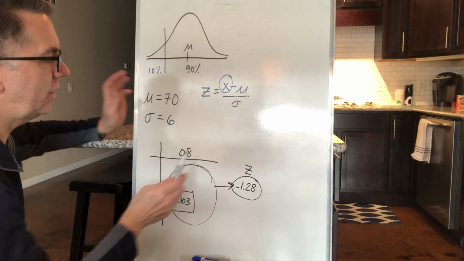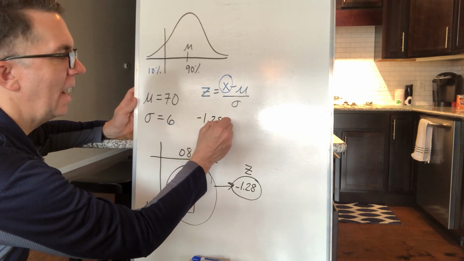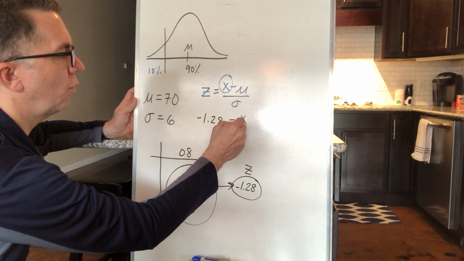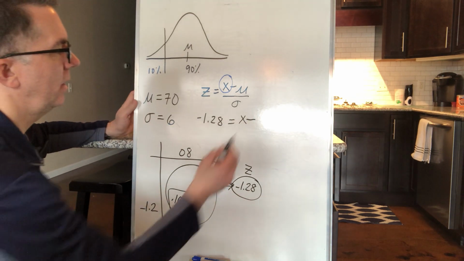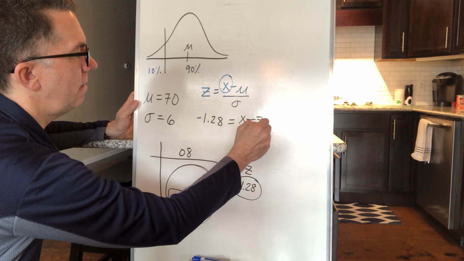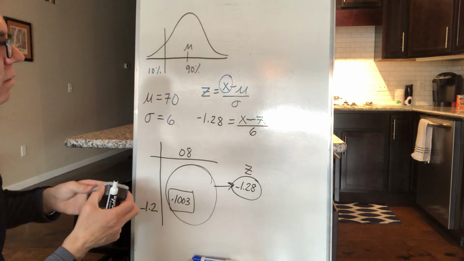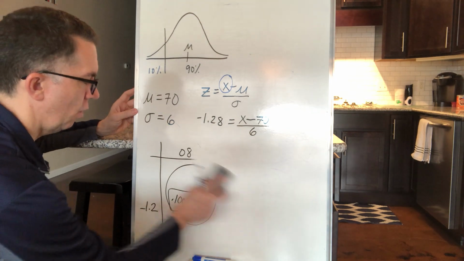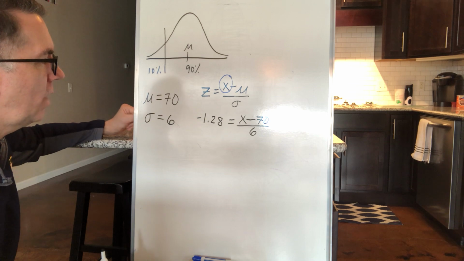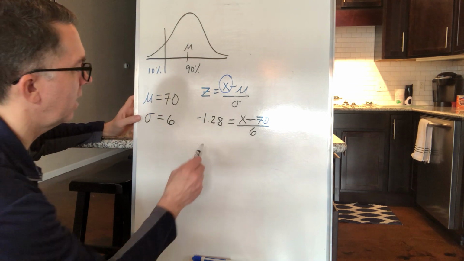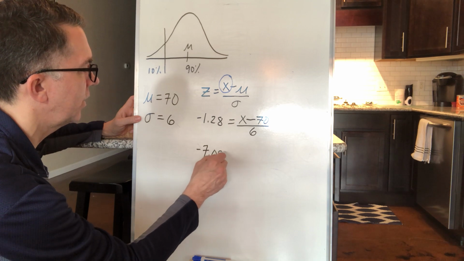So we now have a z-score for this problem. It's negative 1.28. I don't know x. That's that score I want to know, that those students below that score have to retake the class. Mu is 70 and sigma is 6. So now we're going to do a little algebra, right? The 6 needs to go over. Right now it's being divided. So we're going to multiply both sides by 6. So negative 1.28 times 6 is negative 7.68. So the 6 went over there.